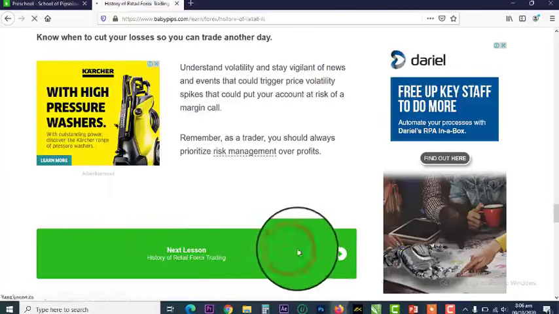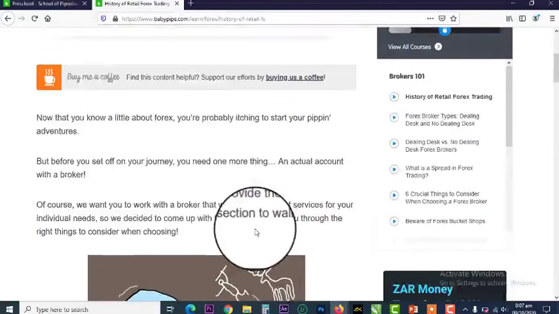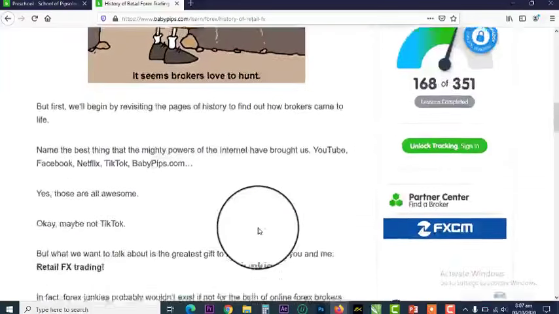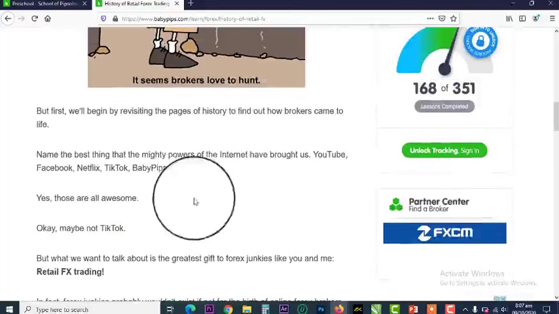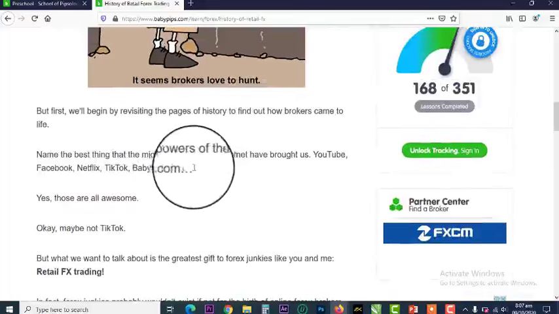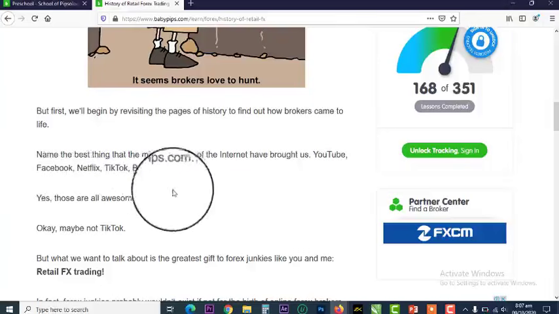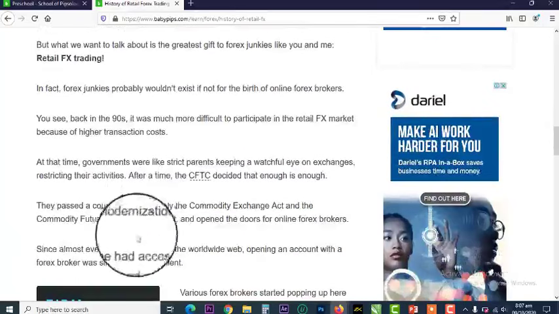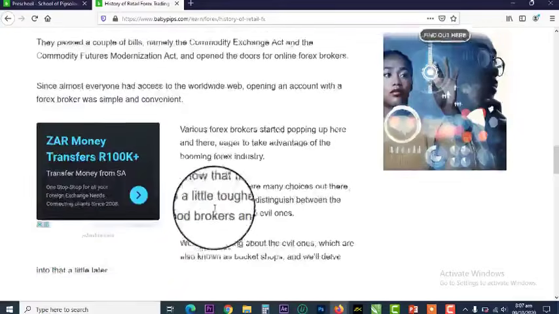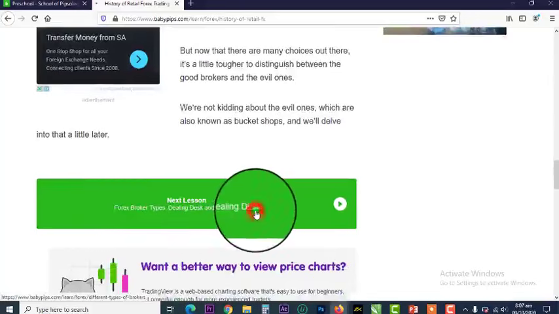History of retail forex trading. When did this start? Once the market was decentralized, the history of forex became more open to many people. Name the best things the mighty powers of the internet have brought us: YouTube, Facebook, Netflix, TikTok, reviews.com. That's when retail trading came into being as well. It's been so decentralized that everybody can take part in it.